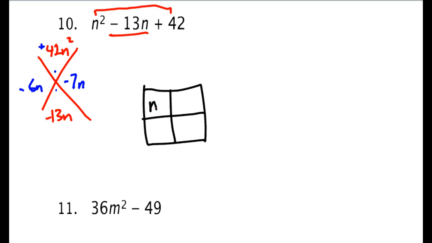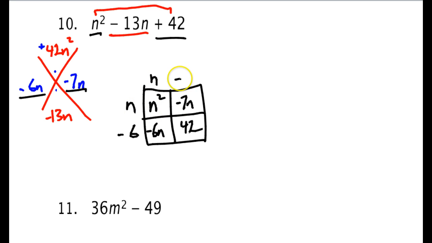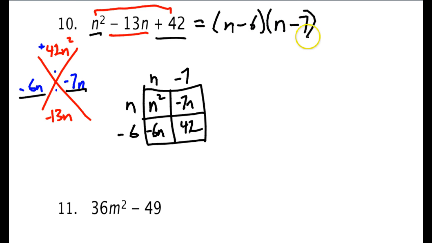Now we have our box. N squared, first term is always in the first box, last term is always in the last box. And the whole reason we did the X, now we can fill it out. And negative 6. Same process as the prior problem, GCFs all around. And then n times what is negative 6n, n times what is negative 7n, and then check it, negative 7 times negative 6 does equal positive 42. So that equals, in any order, n minus 6, n minus 7.